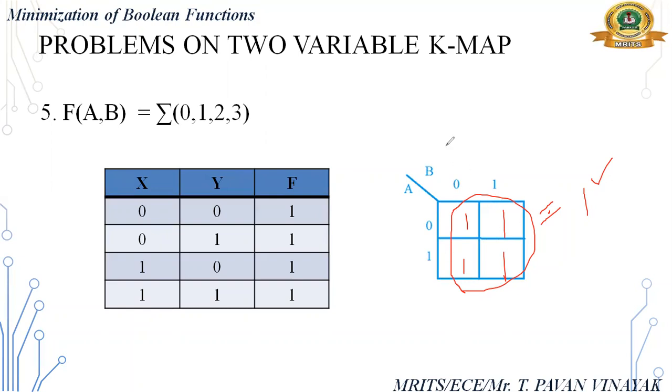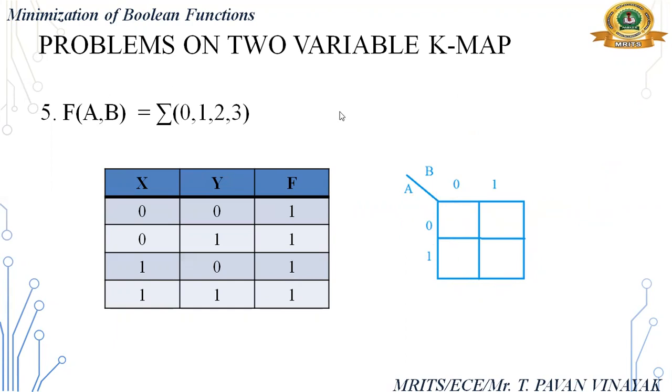Okay. And one more. Here a quad is obtained. We get a quad means 2 power 2. Right. So two variables are reduced. See, A is missed, B is also missed in the final expression. So we reduce two variables. So what is the use of K-map? Here we reduce two variables in this expression, right? Out of the given two variables, we reduce both variables.